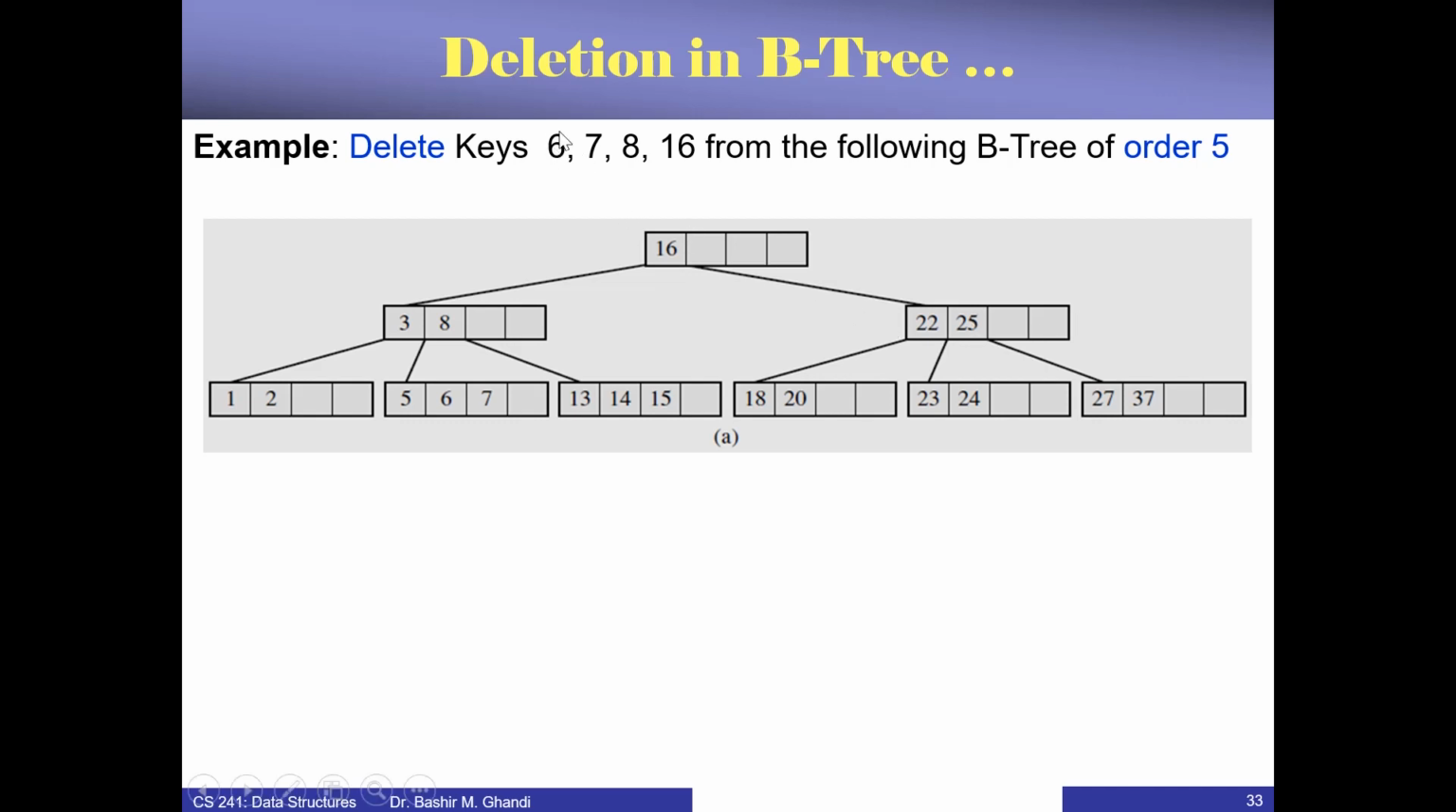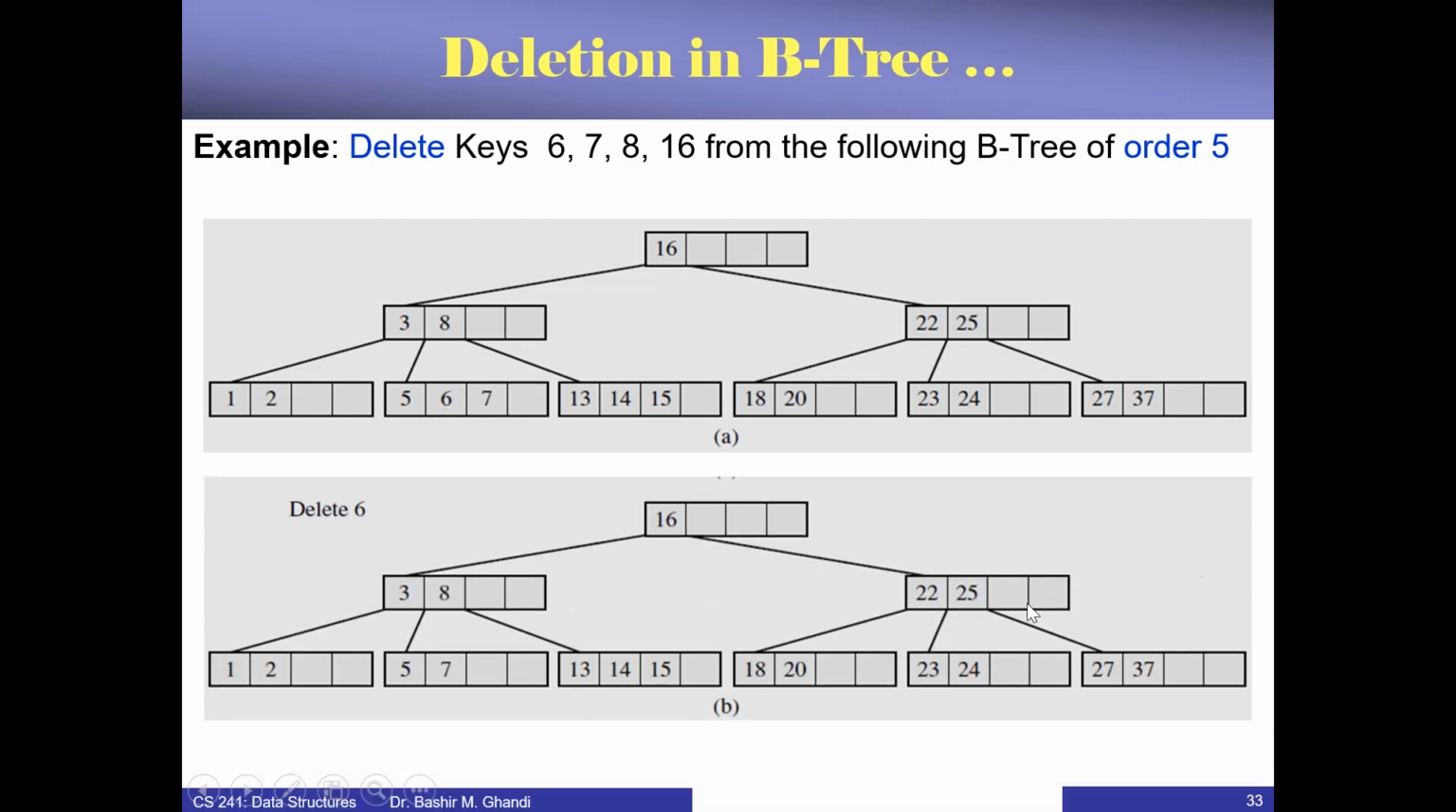Okay, so the first case is really very easy, deleting 6, because 6 is already on a leaf node, and the node has more than the minimum 2. Remember, for order 5, the minimum is 2 keys. So we can delete the 6 directly, there is no issue. We will be left with 5, 7. Okay, this is deleting the 6.